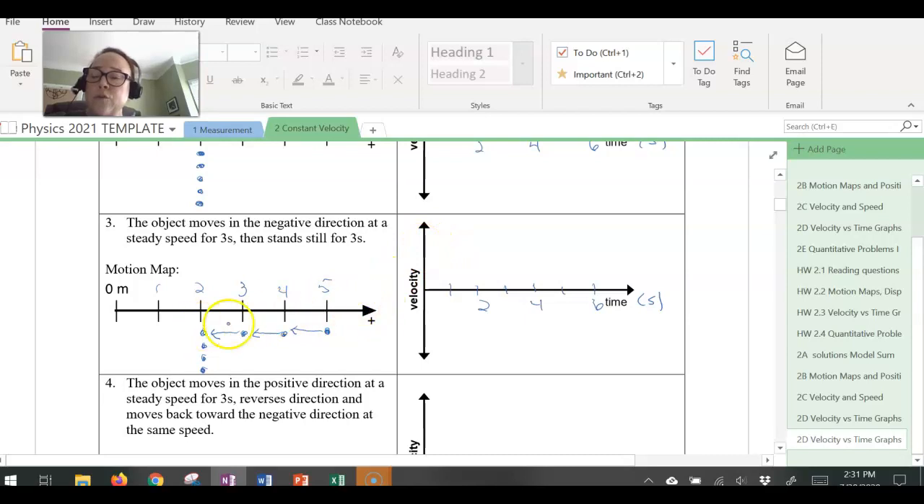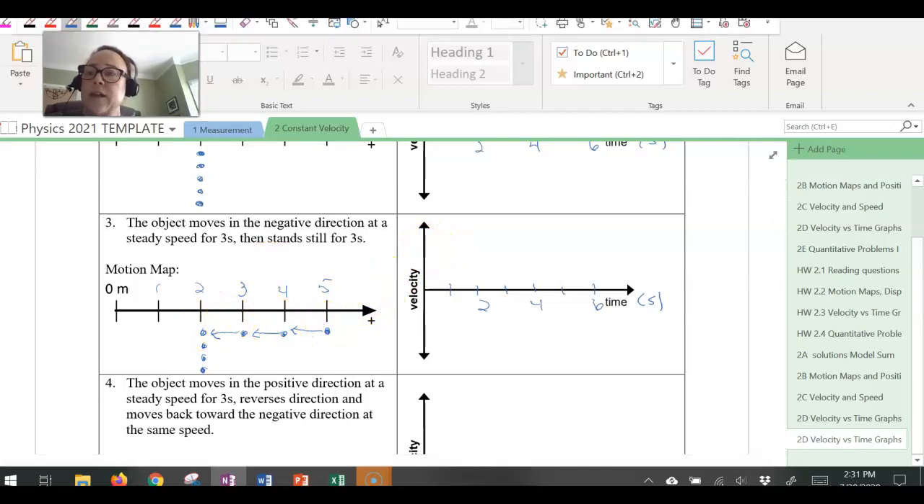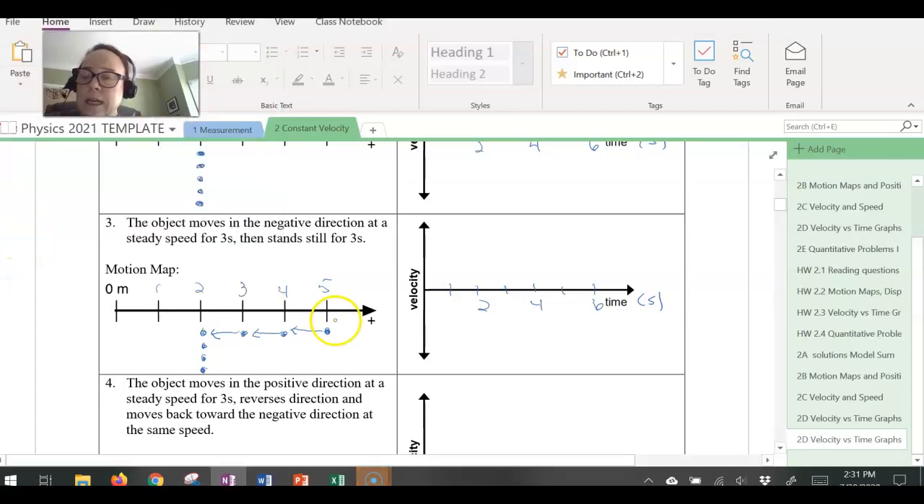And for the first 3 seconds, let's see if I can get a pen to highlight that a little bit. In this period right here, the velocity is negative. Remember how velocity is a vector, and the sign of the velocity has to match the direction of motion? Well, this velocity is -1 meter per second because the object was moving in the negative direction. It did that for 3 seconds, and then for the next 3 seconds, the velocity is 0.